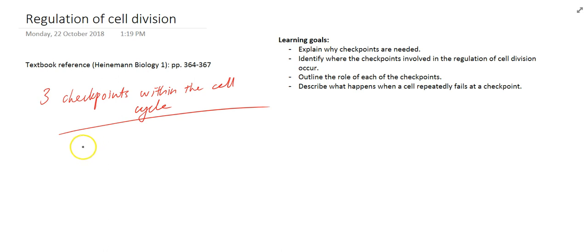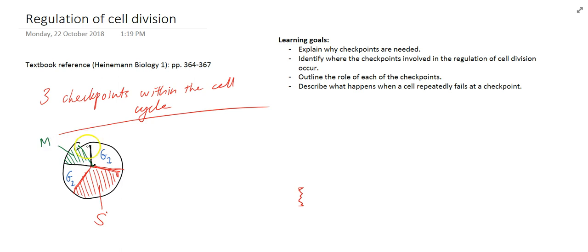So if we look at the cell cycle, we have here, for the most part, interphase, which is made up of G1, S and G2. This is the S phase here. We have mitosis here, and cytokinesis. So if we have our little cell cycle here, now it's not drawn entirely to scale, so G1, S and G2 aren't completely proportionate, but we can find three checkpoints. We find one checkpoint at the end of G1.